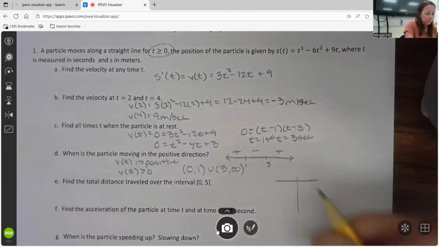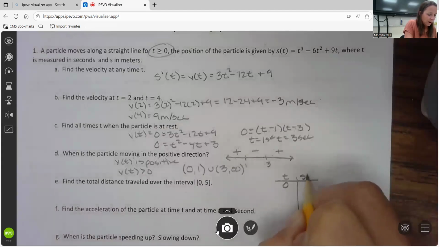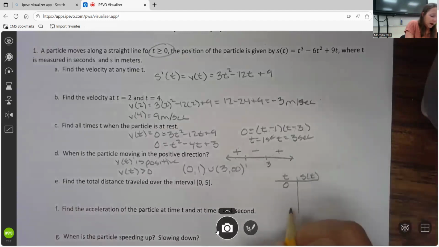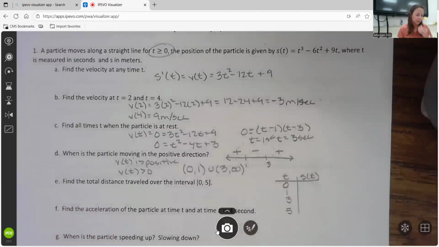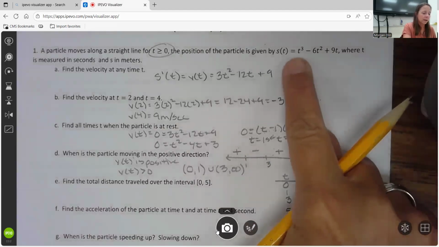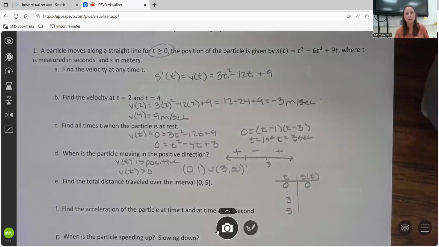So we put here 0, the time. And we're going to go back and use s of t, our position function, for this. We're also going to put 5, but I also have to put where it turned around, at 1 and 3. Now, again, we're using the position function that's up here. If I plug 0 in, I'm going to get 0. So it starts at 0. Now, does it always start at 0? No. It can start somewhere else, so pay attention to that.